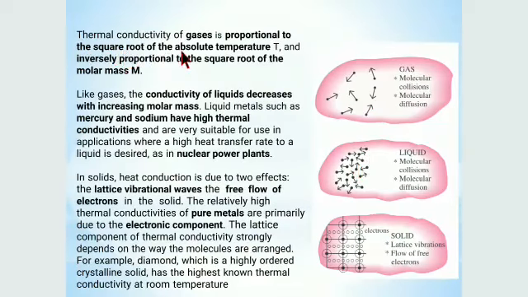Thermal conductivity of gases is proportional to the square root of the absolute temperature T and inversely proportional to the square root of molar mass M. Like gases, the conductivity of liquids decreases with increasing molar mass. Liquid metals such as mercury and sodium have high thermal conductivities and are very suitable for applications where a high heat transfer rate to a liquid is desired, as in nuclear power plants.